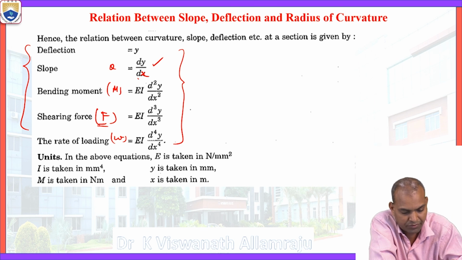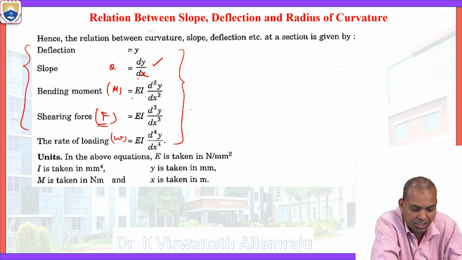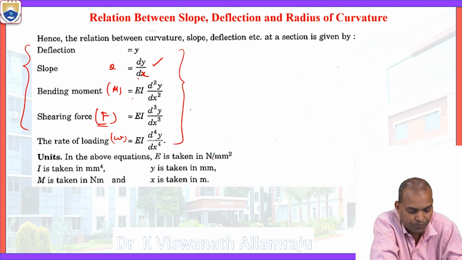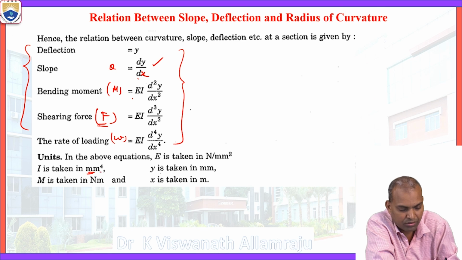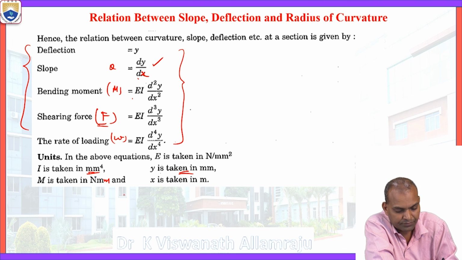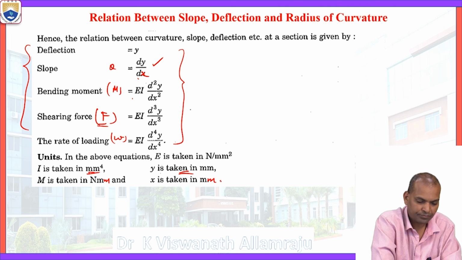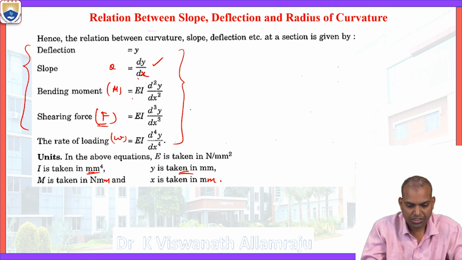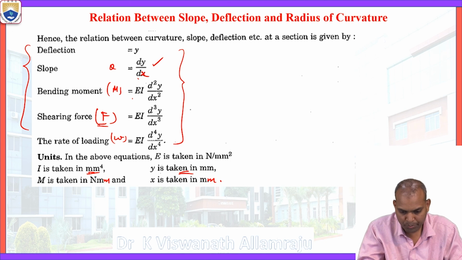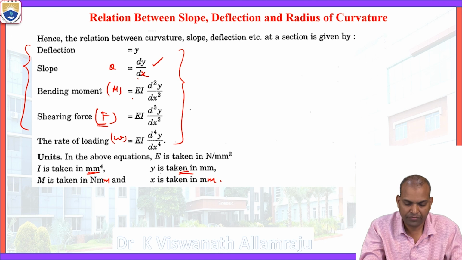So what are the units? Units for E, modulus of elasticity, are Newton per square millimeter. I, the area moment of inertia, is millimeter power 4. Y is the deflection, in millimeters. M is the bending moment, in Newton millimeters. And finally, x is in millimeters. So these are the relations between slope, deflection, and radius of curvature.